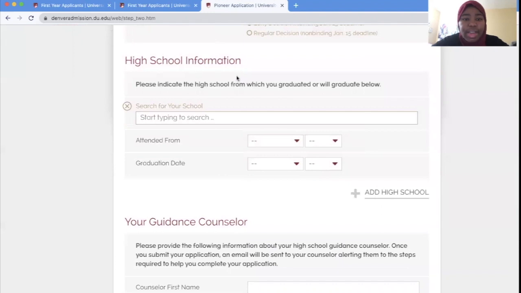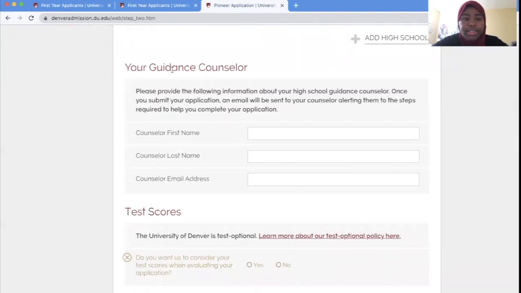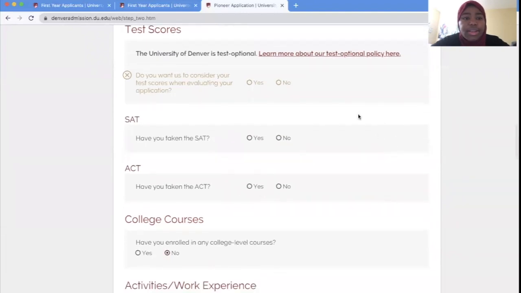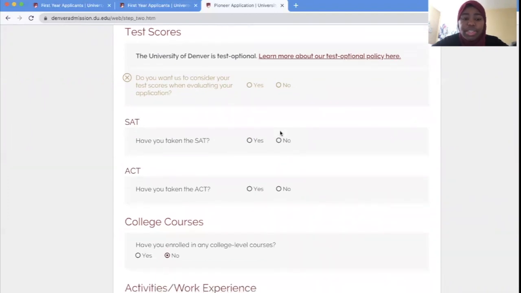The next one is your high school information. And then this question asks you about your guidance counselor information as well. And here it asks you about your test scores. DU is a test optional school, so this means you can put in your test scores if you do want, but it's not required. That goes for the ACT and the SAT.